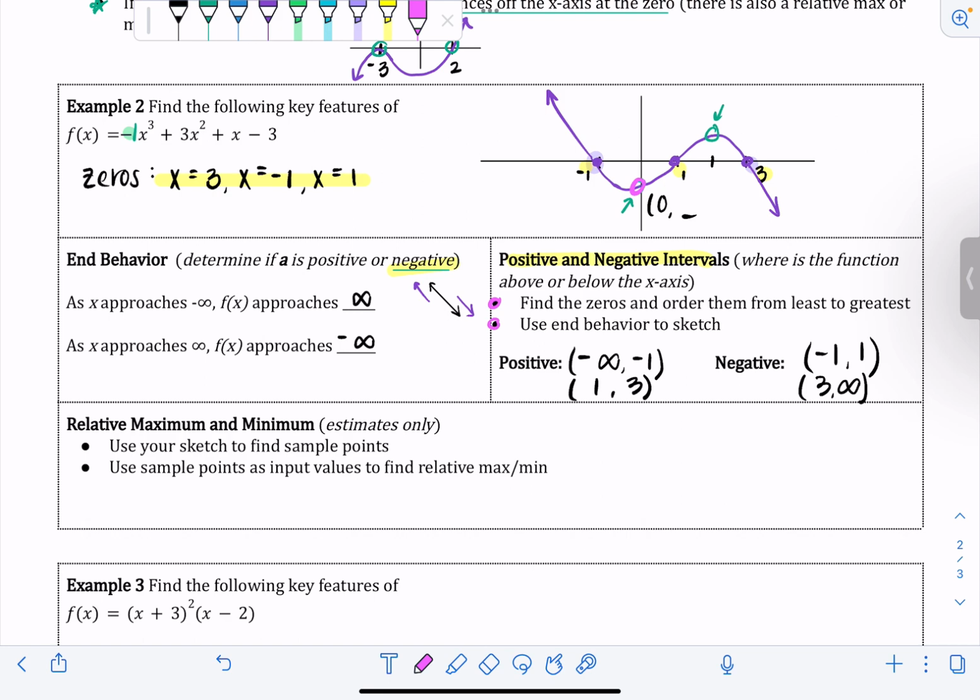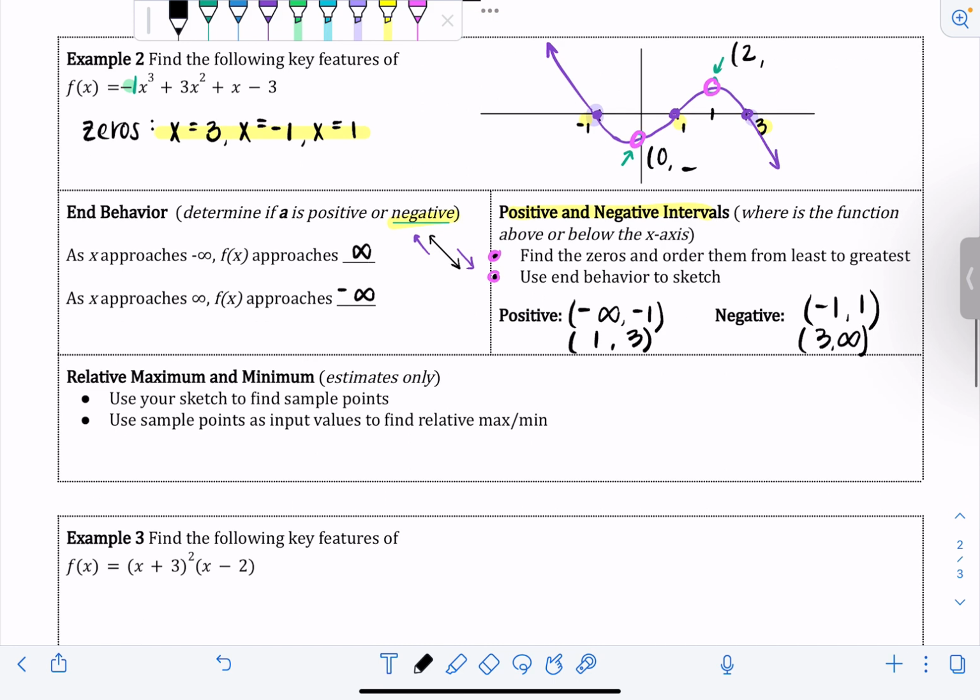And then this point right here, it's between 1 and 3, so that would be an x-coordinate of 2. And we don't know the heights of those points. We don't know if those are the exact max or min. We're just guessing that they are where they change direction. If we're wrong, it's okay. We're just estimating. So now to find what y values go with them, we have to put those as our input values into our function.